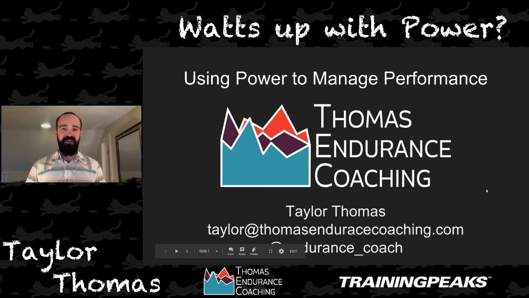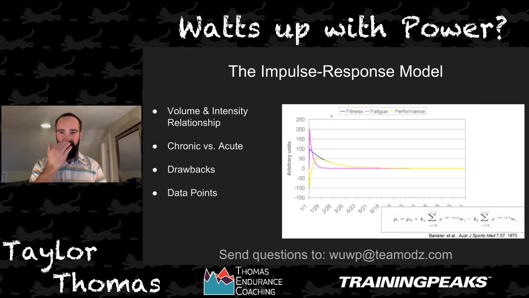So the place to start, and I won't spend a tremendous amount of time on this. It's pretty dense, but it is worth understanding where this concept comes from. Ultimately, the concept of managing performance with power comes from something called the impulse response model. Dr. Eric Bannister, back in the mid-1970s, was attempting to mathematically represent the relationship between volume and intensity in regards to exercise, and ultimately the performance gains that come out of that relationship. So when you train at intensity and at a certain volume, what is the response, and how can we essentially graph or chart that?